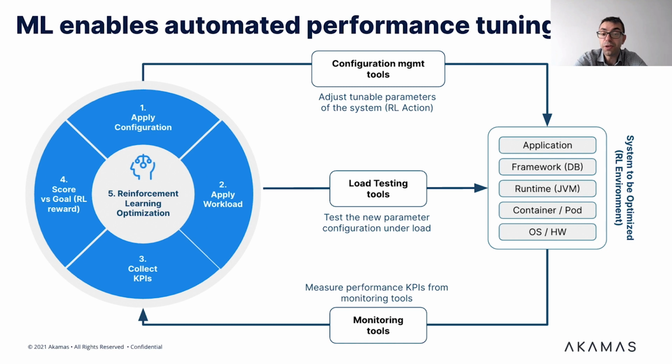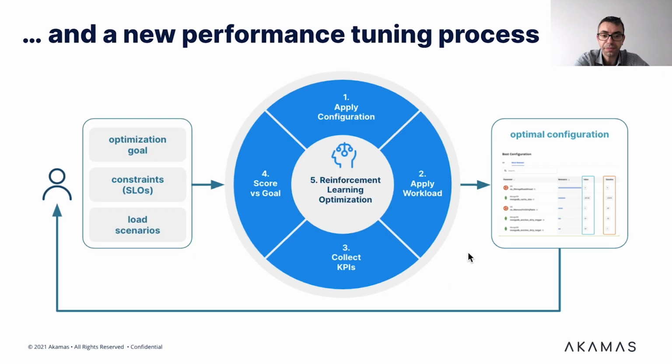In a relatively short amount of time, the machine learning algorithms learn the dependency between the configuration and the system behavior, thus identifying better and better configurations. An important aspect is what is the role of SRE in this new AI-driven performance optimization process. So SRE still has a key role in the new automated performance tuning process, as it defines the optimization goals and constraints, and then lets the machine learning-based optimization automatically identify the optimal configuration.